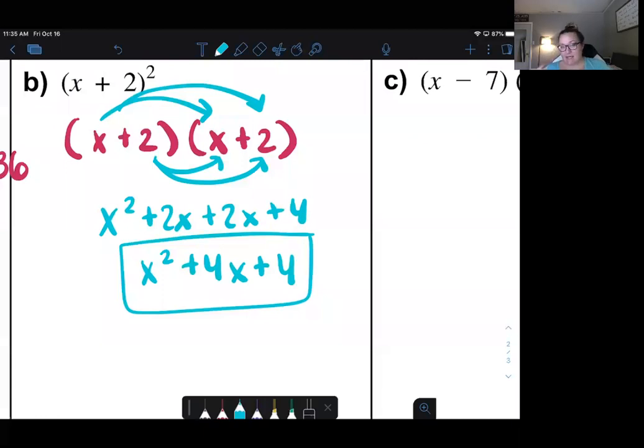So as you can see, I distributed the x to x plus 2, and I distributed the 2 to x plus 2. So x times x is x squared, x times 2 is 2x, 2 times x is 2x, and 2 times 2 is 4. When I combine my like terms, these two terms in the middle, I get 4x. My final answer is x squared plus 4x plus 4.